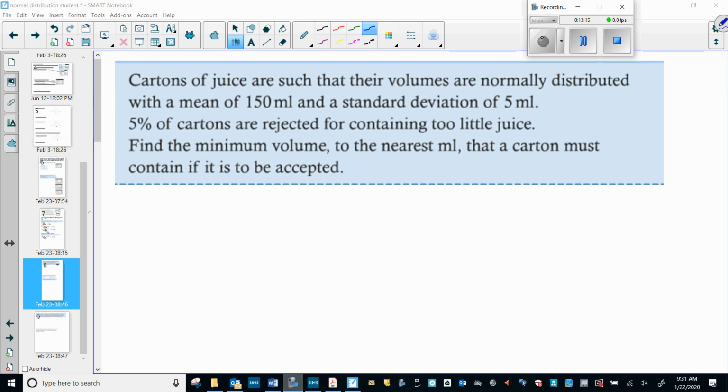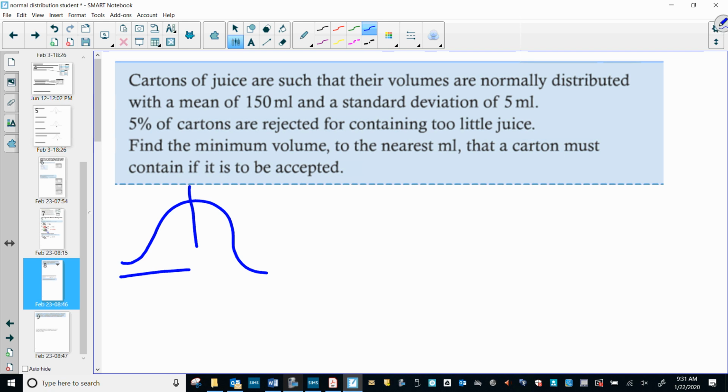The contents of juice cartons are such that their volumes are normally distributed with a mean of 150. So we know what our mean is. If we draw our graph, we can put 150 right here, at a standard deviation of 5 mils.